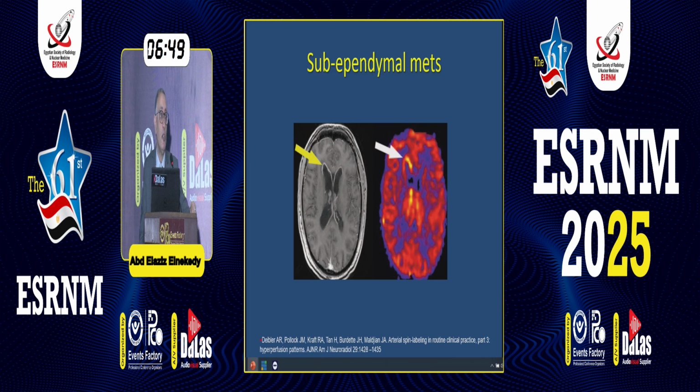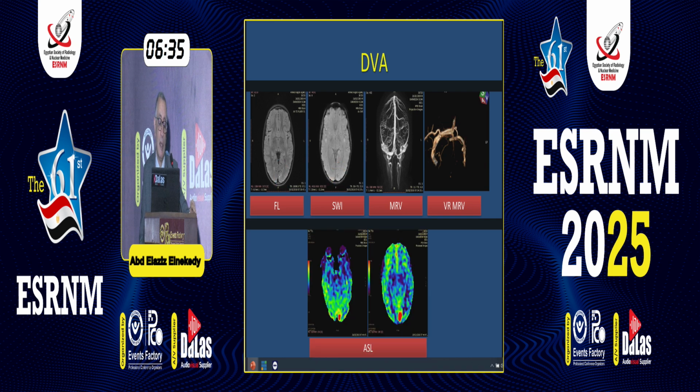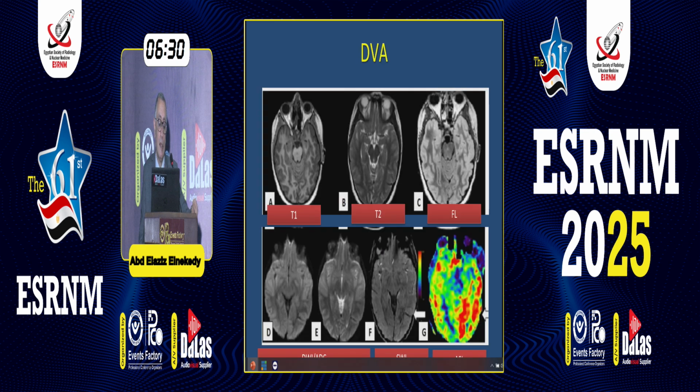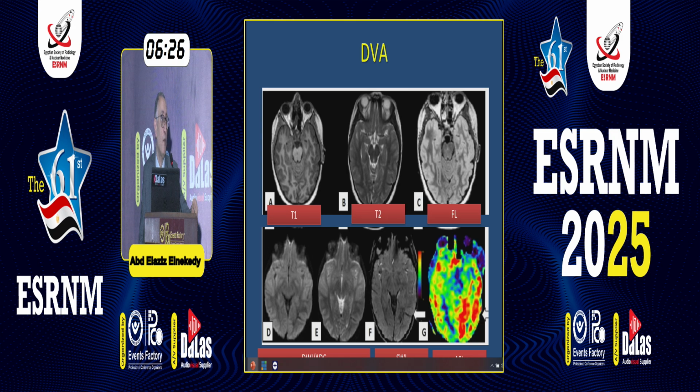And this is from the literature, subepidermal metastasis, also showing a hyperperfusion. Developmental venous anomaly, it can show itself hyperperfusion or hyperperfusion of the surrounding parenchyma. This is an example of the hyperperfusion of the DVA itself. And this is the example of hyperperfusion of the DVA and the surrounding parenchyma, maybe due to disturbed autoregulatory effect or the venous congestion in this area.